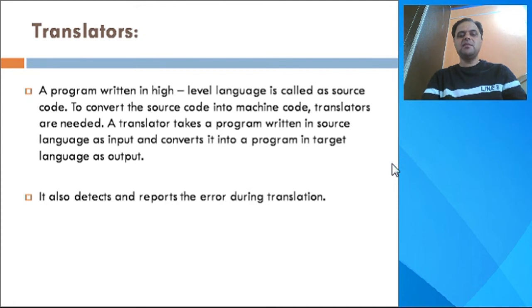A translator takes a program written in source language as input and converts it into a program in target language as output. So a program written in a high level language, a translator converts that program into a machine level language or low level language. So the input to the translator is the high level language code, and it will give us the output as the machine level. It also detects and reports the error during the translation. So during the translation, it also checks the grammatical errors which we have made while writing a program, the punctuation marks, all it can check.